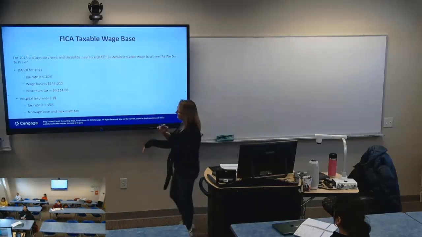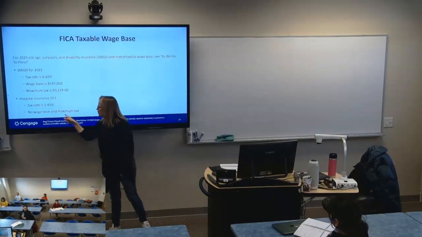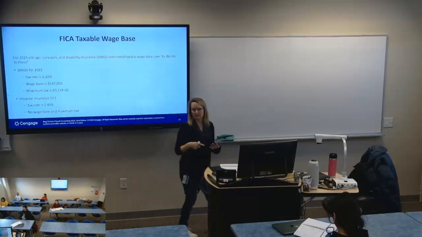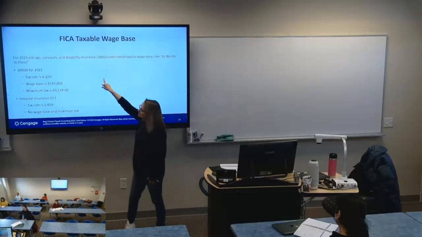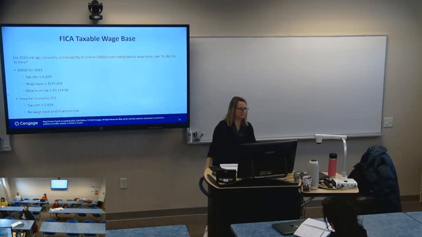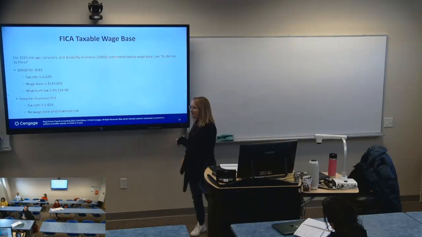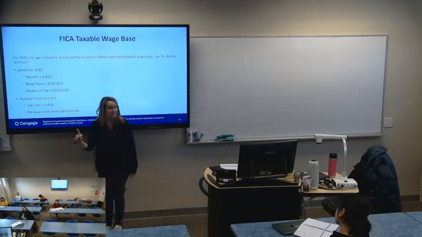Now for Medicare, and see they've got the HI here. For the Medicare portion, the tax rate is 1.45% to the employee. No wage base, no maximum amount of tax. So that goes up to infinity. Now this is only for the employee's portion. Remember I said self-employed individuals are both the employee and the employer, and they have a higher tax rate. That's because both of these taxes are shared equally by the employee and the employer.